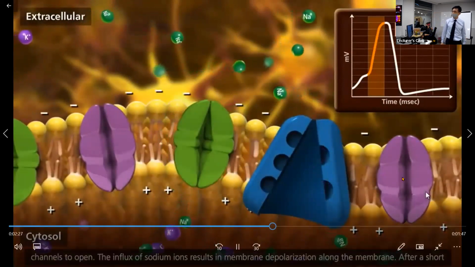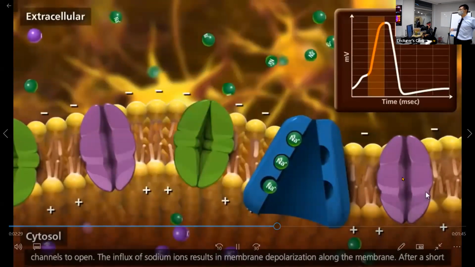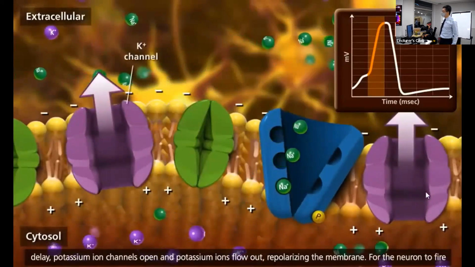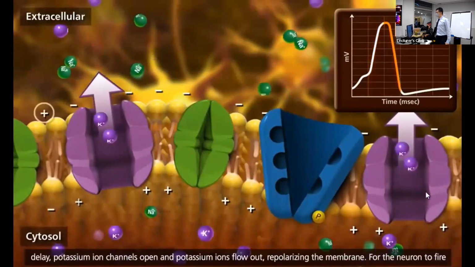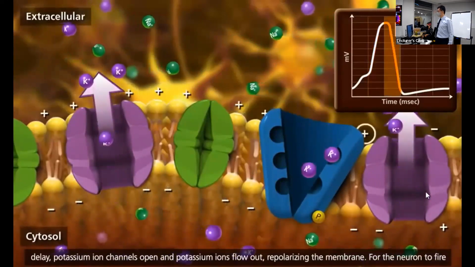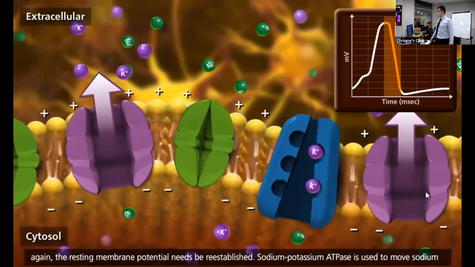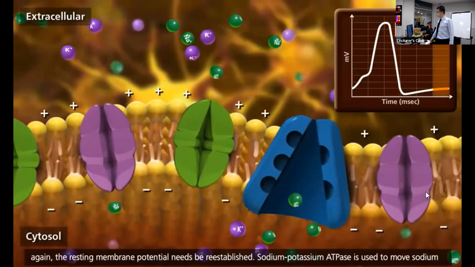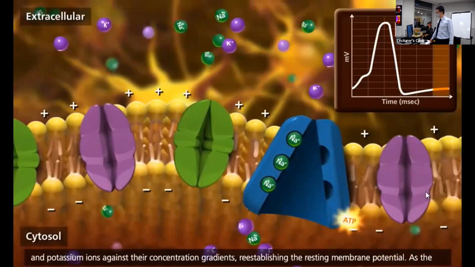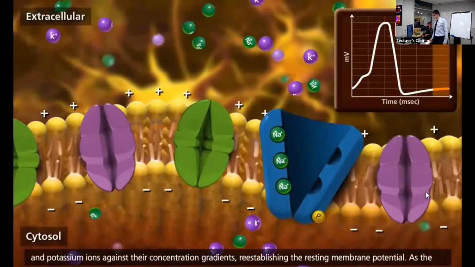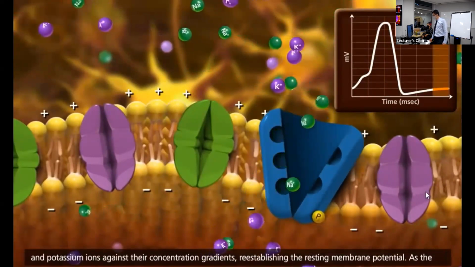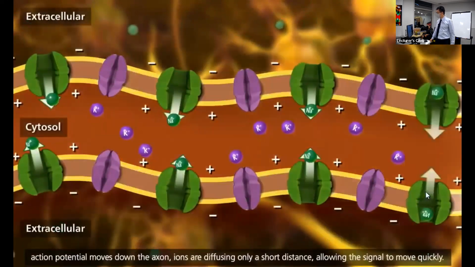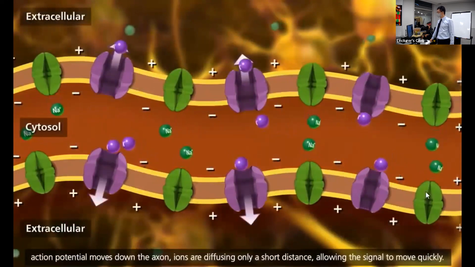The influx of sodium ions results in membrane depolarization along the membrane. After a short delay, potassium ion channels open and potassium ions flow out, repolarizing the membrane. For the neuron to fire again, the resting membrane potential needs to be re-established. Sodium-potassium ATPase is used to move sodium and potassium ions against their concentration gradients, re-establishing the resting membrane potential. As the action potential moves down the axon, ions diffuse only a short distance, allowing the signal to move quickly.